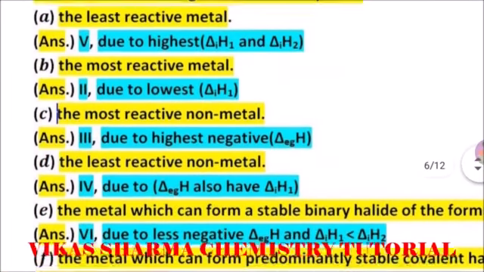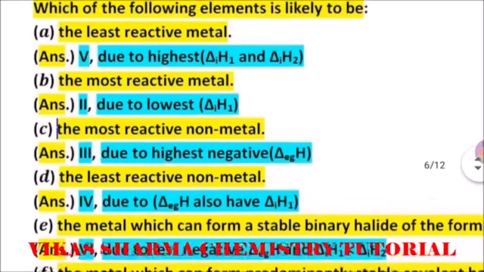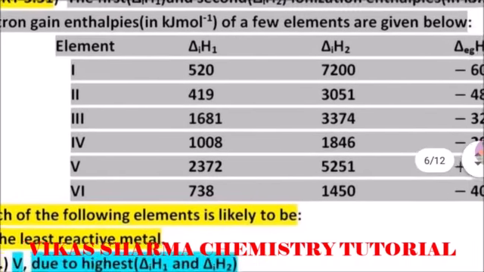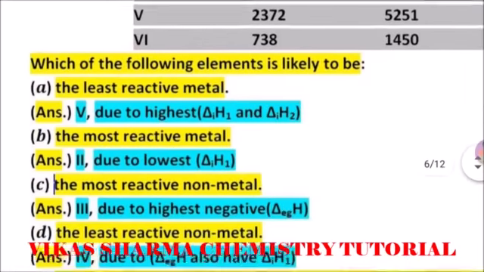The least reactive non-metal is the fourth element, because it has both delta EgH and delta IH1 values, meaning it has both electron gain enthalpy and ionization enthalpy, so it is the least reactive non-metal. For the fourth, 1008 is the ionization enthalpy and minus 295 is the electron gain enthalpy.